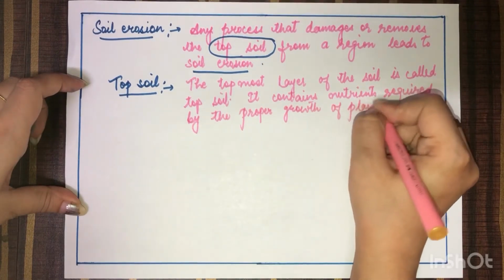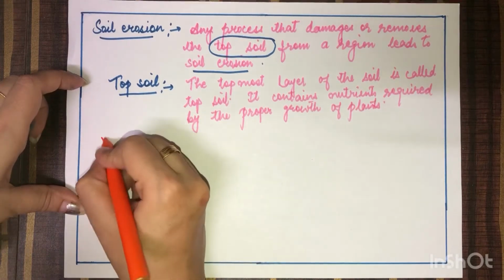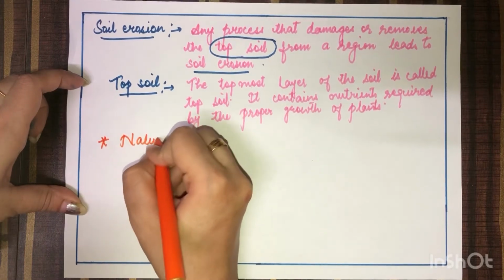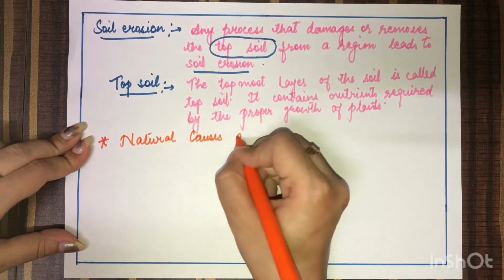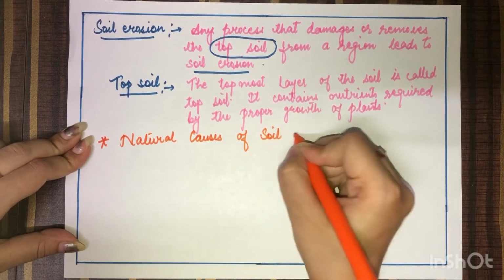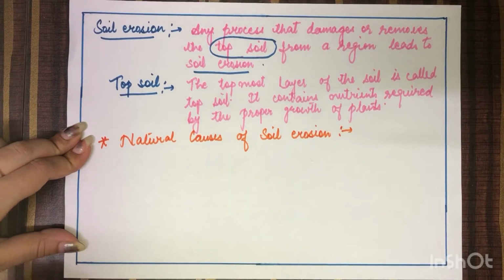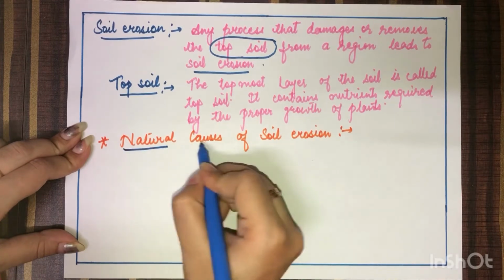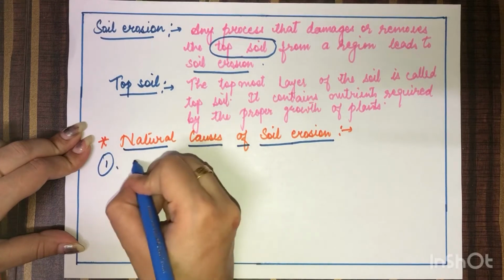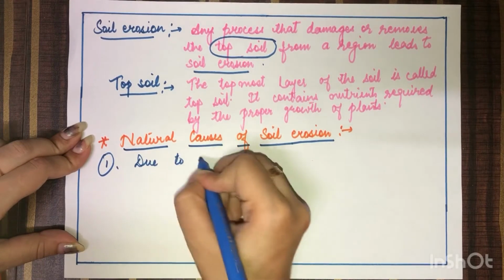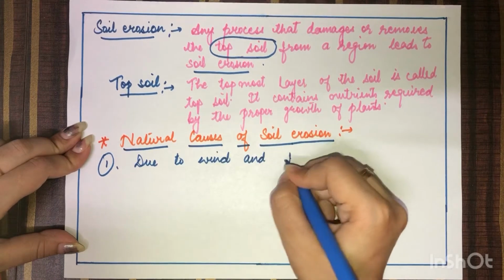Fine. Now, let us move further on to the natural causes of soil erosion. Now we have understood what is soil erosion. Now let us move in detail about the natural causes. Natural causes of soil erosion. First one is due to wind. Fine. And flowing water.